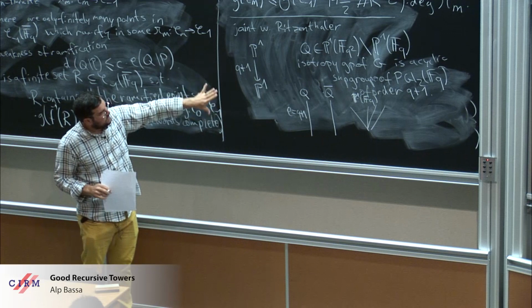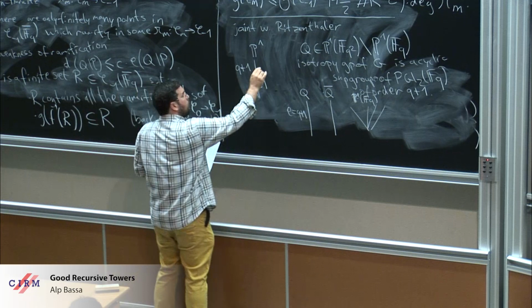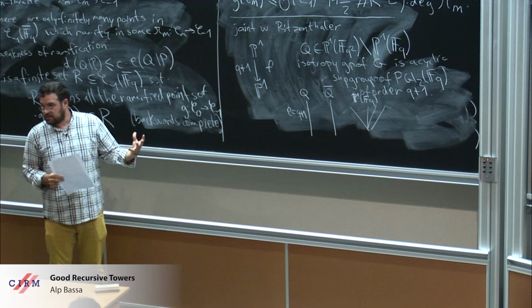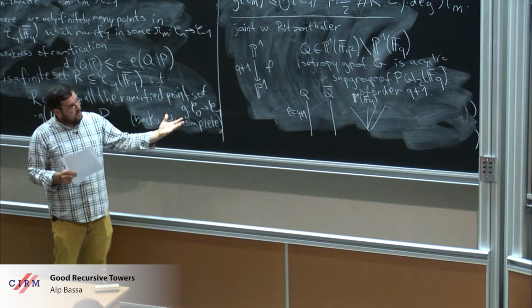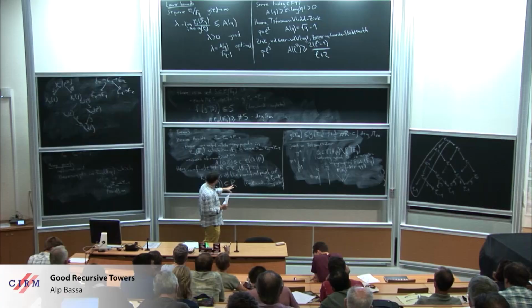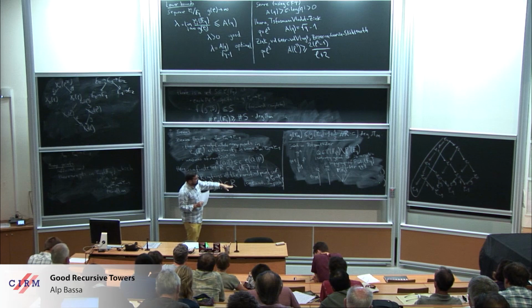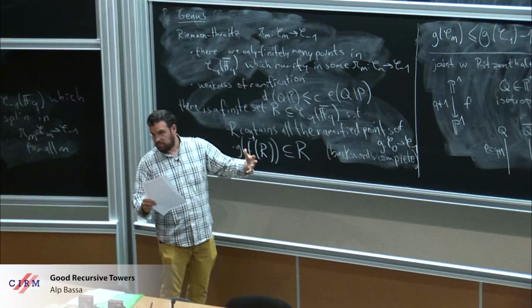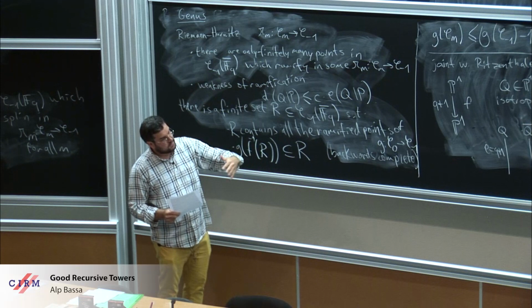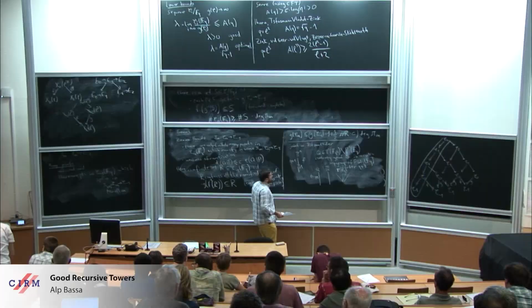So this map over here will be what I previously called the F. And then you'll have to find the G so that, together with this F and G, you really have a finite ramification locus. So you have a finite backwards complete set R containing all the ramified points. And you also have splitting points. So you want a forward complete set of points that split, that will hence split in all the corresponding extensions.